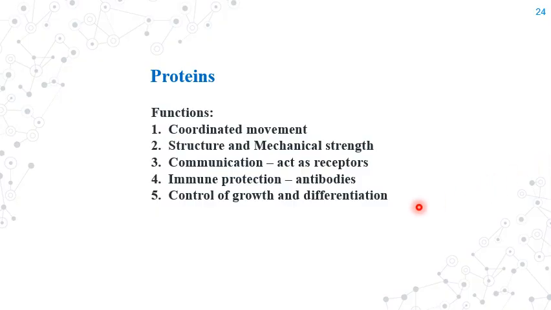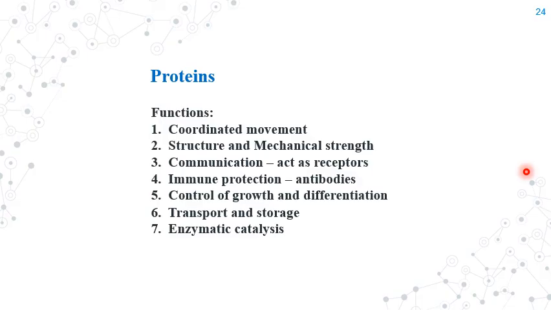You have proteins that are going to control differentiation of cells as well as the growth of cells. And you also have proteins that are going to transport things or store things. And finally, you have a whole bunch of proteins that are catalysts.